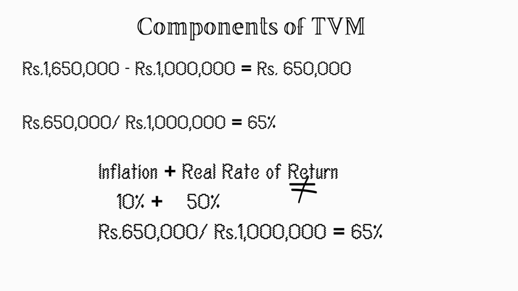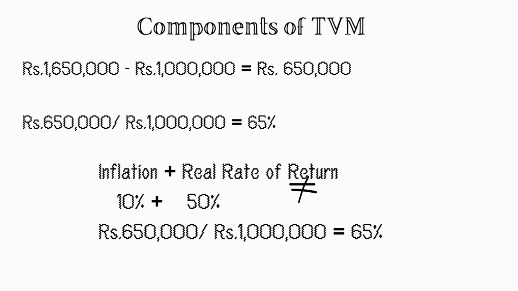In total, the business has rupees 650,000, and if we divide it by rupees 1 million, which is our capital at the start, it shows 65% growth throughout the year. If you see the percentages, 10% and 50% could become 60% if combined together, but that's not how it works, by just simply adding them.